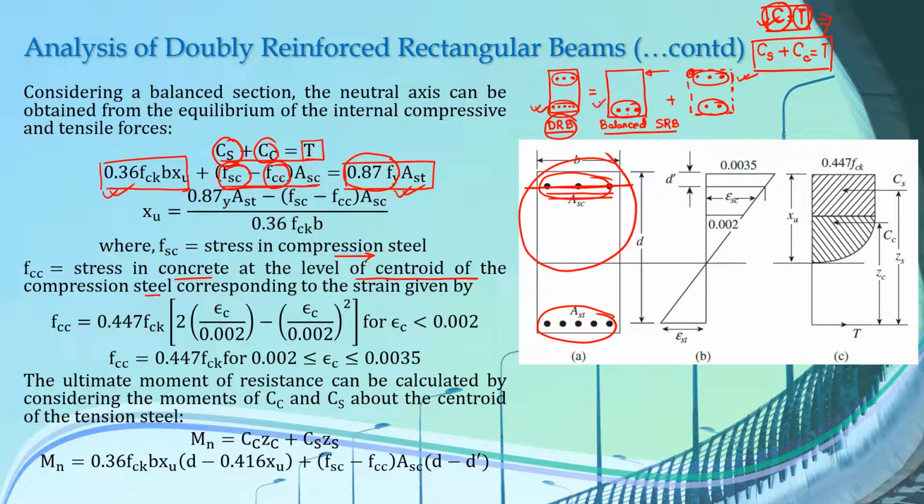Now we know that the compressive force for this singly reinforced section is given by 0.36 fck b xu, and the compressive force for the second part is given by the area of the compression reinforcement Asc into the stress of this compression reinforcement fsc. For now, let us suppose that this fsc is equal to 0.87 fy. So our compression force for the second part will be 0.87 fy Asc.